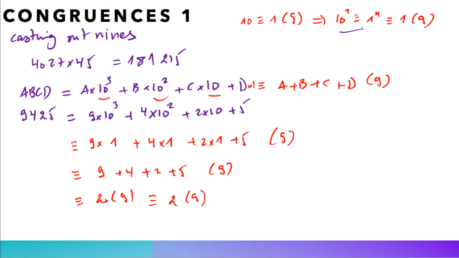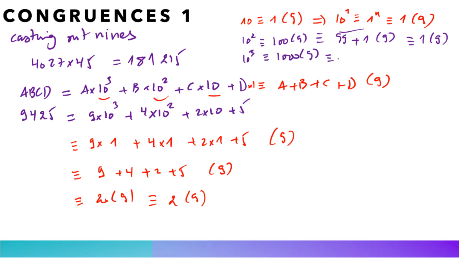and for those who are still skeptical about congruences, you can check this by hand. For instance, 10 squared is 100, and 100 is congruent to 99 plus 1 modulo 9, and 99 is a multiple of 9, which means it is congruent to 0 modulo 9, and this is congruent to 1 modulo 9. If you go further, 10 cubed is 1000, and it is the same thing as 999 plus 1 modulo 9, and we know that 999 is a multiple of 9, so it is 0 on a clock of 9 hours, and this yields 1 modulo 9 as well.